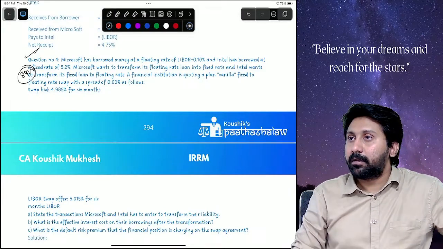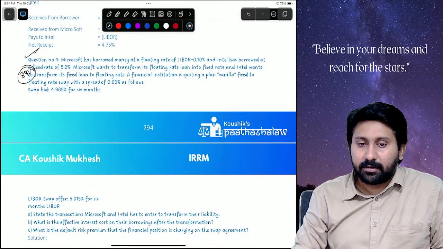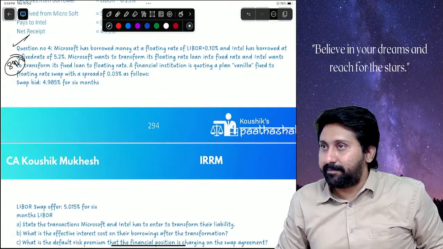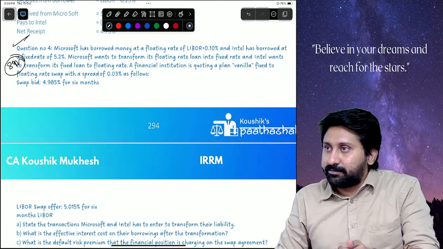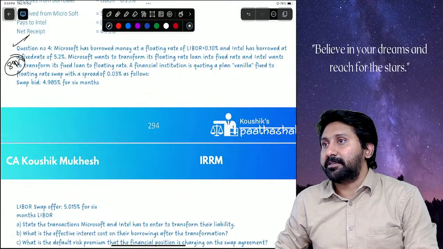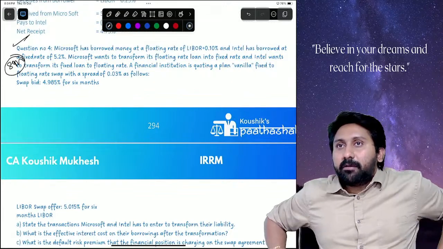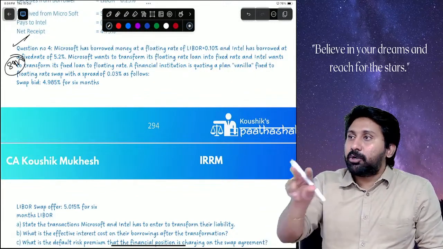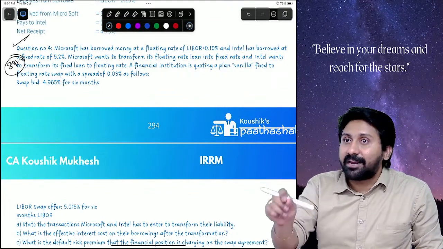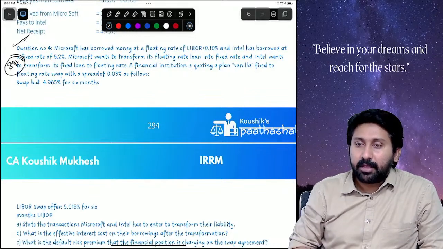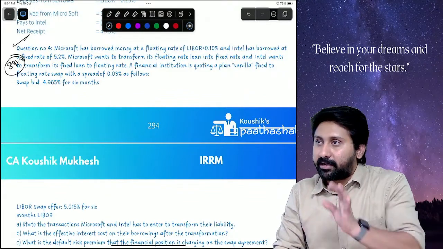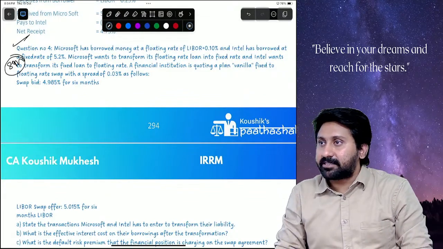So let's begin. Let's start the discussion. The question seems to be like the previous one, correct? But there is a lot of difference, because we are not exchanging the swap between two participants. We are exchanging the swap through an intermediary. Who is that intermediary? Financial intermediaries. We call them swap dealers or a bank.